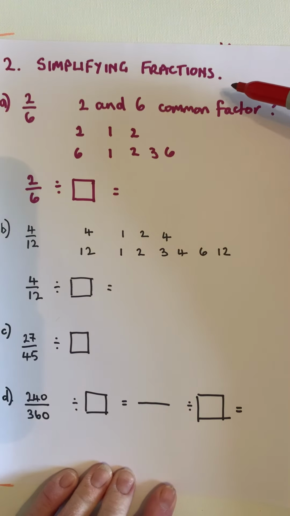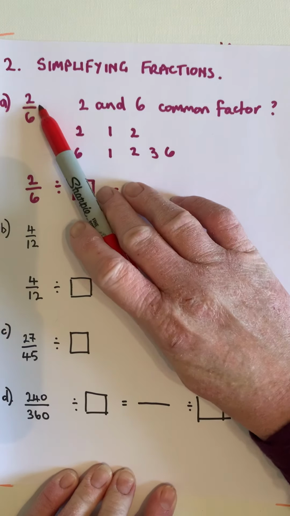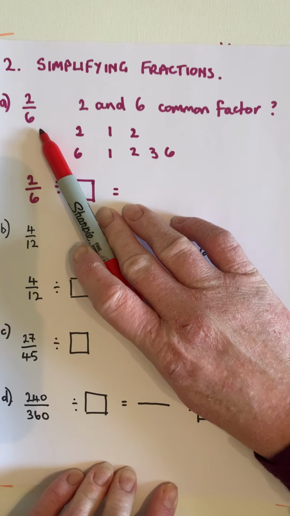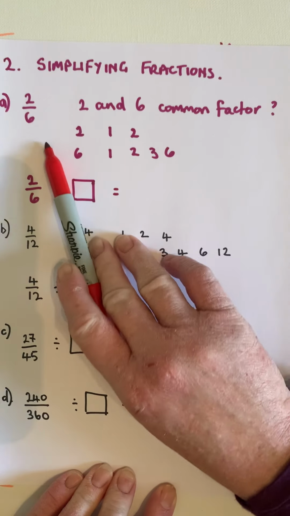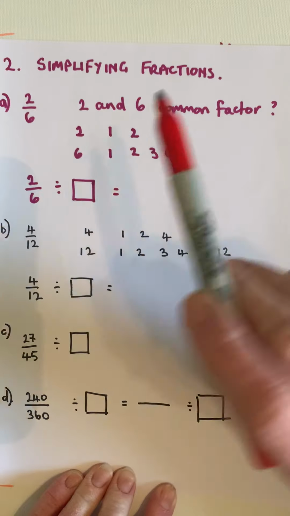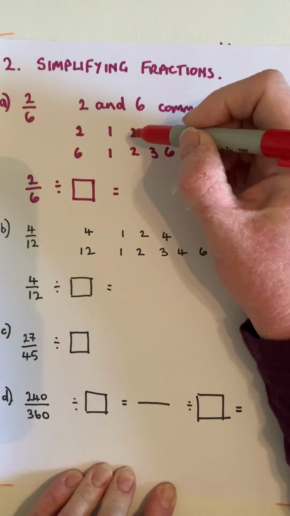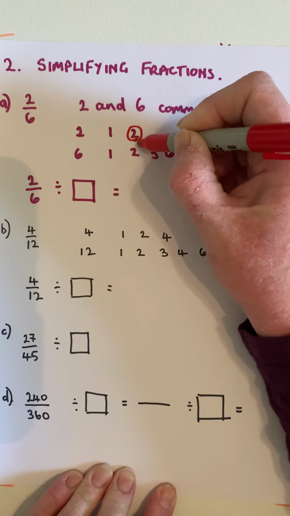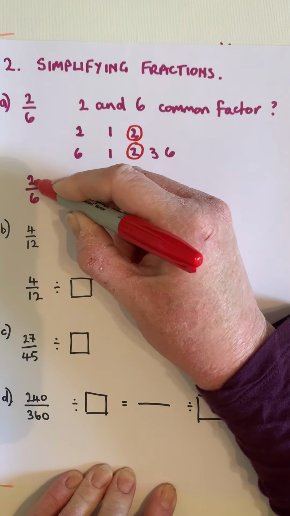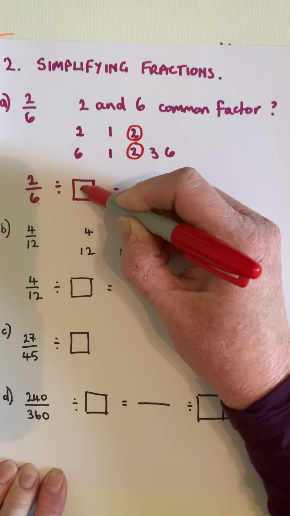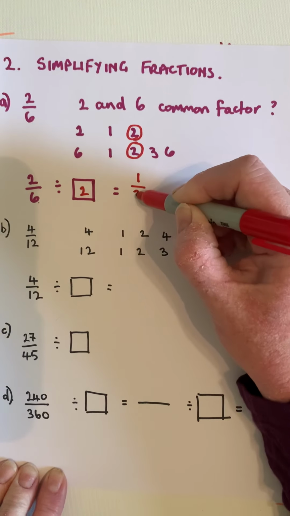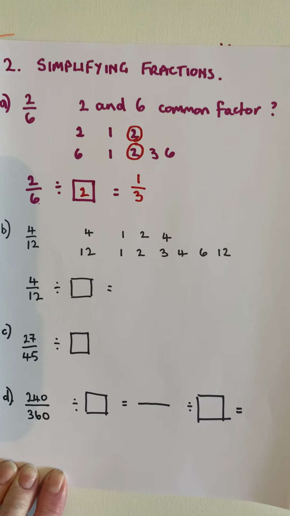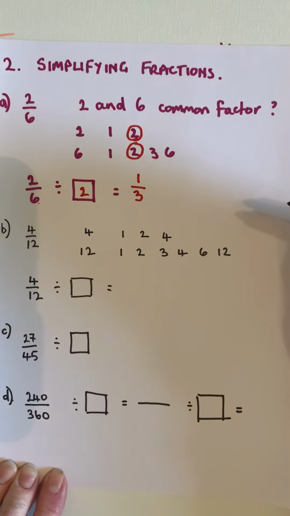So, part 2, simplifying fractions. 2/6 can be simplified. And what we need to do is look for a common factor of 2 and 6. Right now, I've got the list here. You can see the common factor is 2. So we're going to take 2/6 and divide it by 2. 2 divided by 2 is 1. 6 divided by 2 is 3. So 2/6 is the same as 1/3.